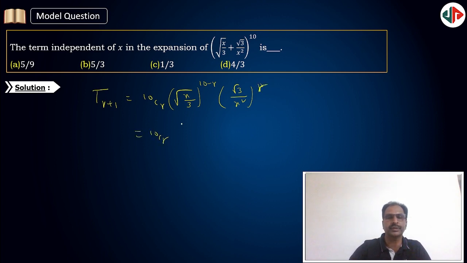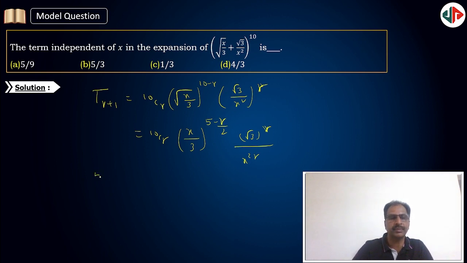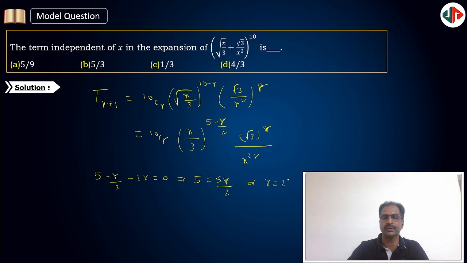What is the power of x you get here? This is (x by 3) whole power (10 minus r) by 2, that is 5 minus r by 2, and (root 3) whole power r by x power 2r. For the independent term, the power of x should be equated to 0. What is the power of x? 5 minus r by 2 minus 2r should be equated to 0, which means 5 is equal to 5r by 2. From this, you get r is equal to 2.